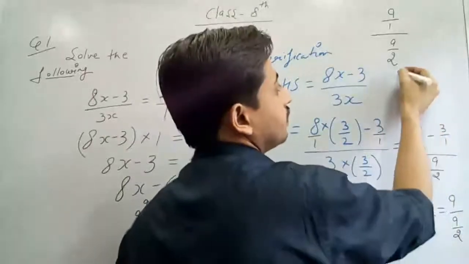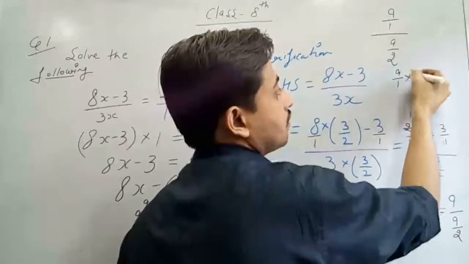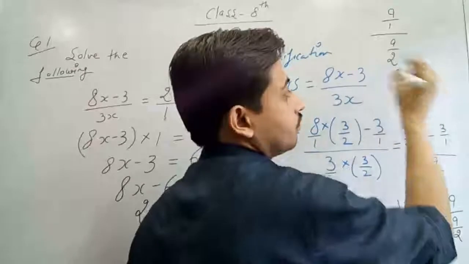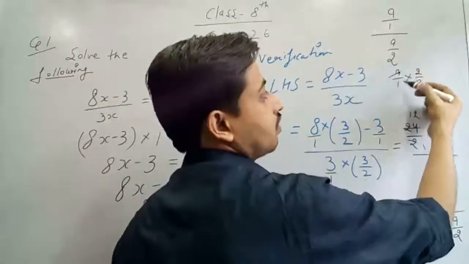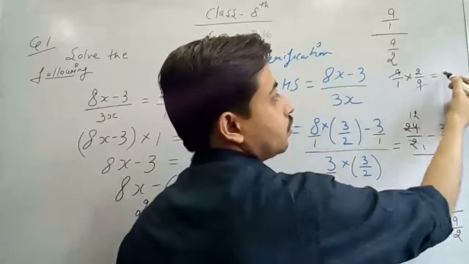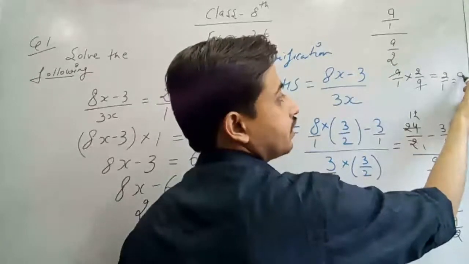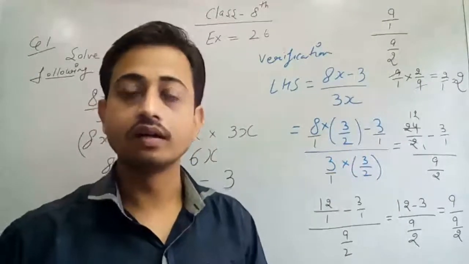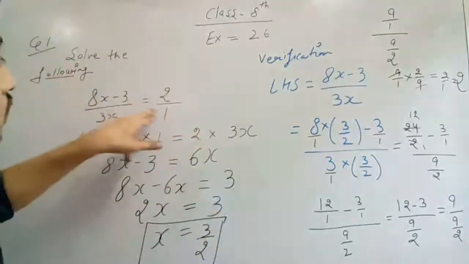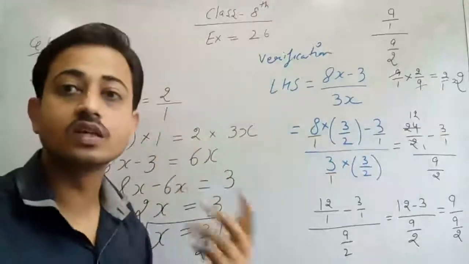So what we will get? We get 9 by 1 multiplied by 2 by 9. Now 9 is cancelled out with 9. What we will get? 2 into 1, 2 by 1. So we get 2. Please make a note, this is 2 by 1 means 2.